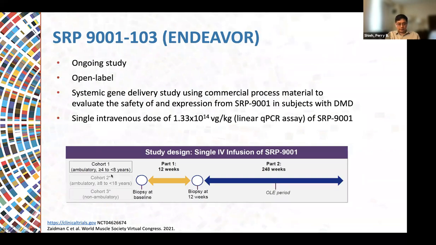And this is their design. They're recruiting 3 different cohorts: a young cohort, a slightly older cohort, and then an older non-ambulatory cohort. So they really try to get an idea of what this gene therapy is doing for the muscles in these patients. So it's very focused on muscle biopsies. They get a muscle biopsy at baseline and another 12 weeks later. They also collect some clinical assessments looking at clinical efficacy. These patients undergo a single intravenous infusion of this gene therapy.